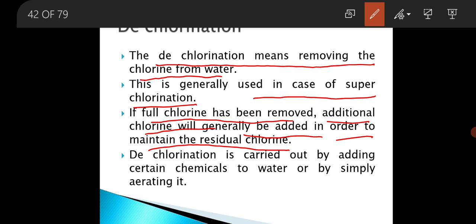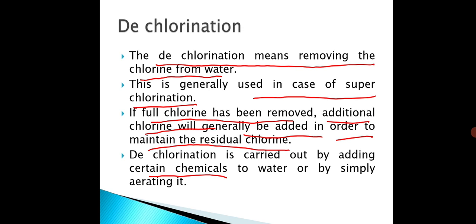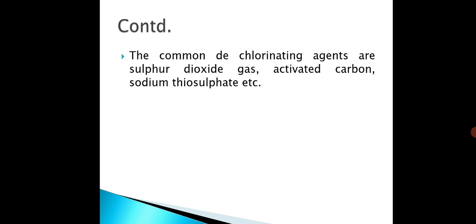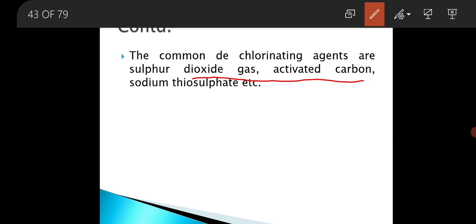This is carried out by using certain chemicals known as dechlorinating agents, and the common dechlorinating agents are sulfur dioxide gas, activated carbon, sodium thiosulfate, etc. So this is all about different types of chlorination.